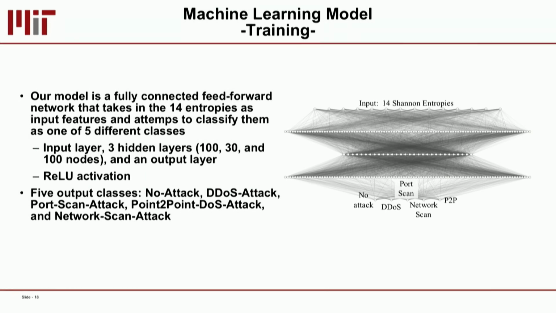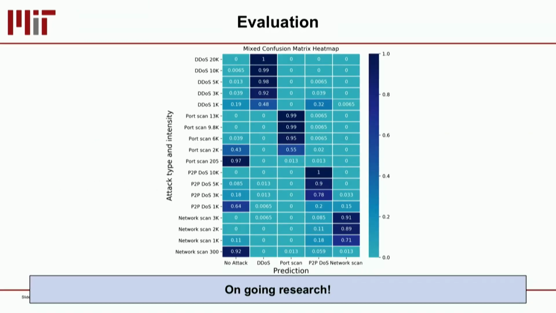In particular, we focused on no attack, DDoS attacks, port scans, network scans, and P2P network scans. The model itself had 3 hidden layers with 100, 30, and 100 nodes respectively, and an output layer, and we used ReLU activation. I'm happy to talk in more depth about why we selected these, but I'll save that for another time. Going through this process, we actually had very good results. That's the short form of the research work.